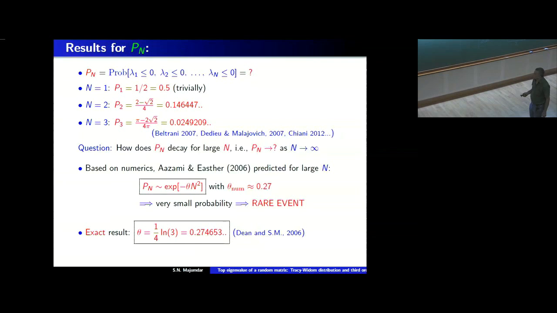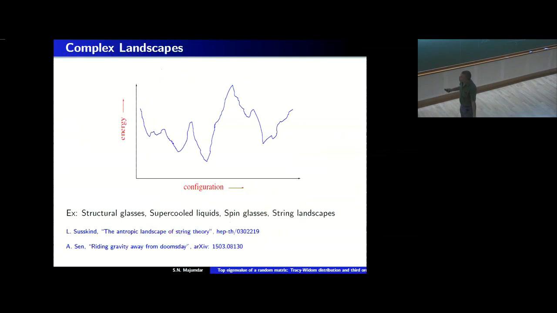Okay, so let's see. So what does it mean? Why does this problem appear? It appears in many different contexts. This is this sort of picture of a complex landscape. So it appears in structural glasses, supercooled liquids. Essentially, you have some energy and you have some configuration. In general, it's a very multidimensional big space, but this is a cartoon picture in one-dimensional space. And so this has many local minima, and there's maybe one global minimum.